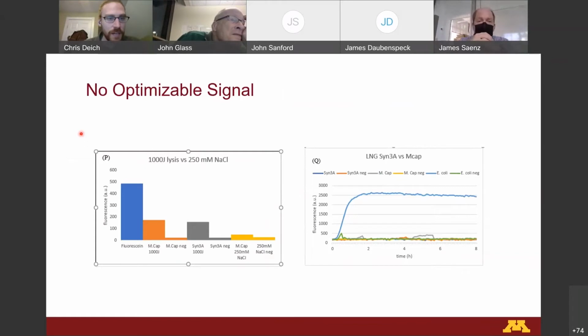This is specifically MCAP with the osmotic lysis versus some of the sonicated lysates. And this 200 fluorescence is pretty paltry and obviously much, much lower, and there's not much difference between positive and negative here for the osmotic lysis. Liquid nitrogen grinding, these methods were used on both Syn3A and MCAP as well as E. coli, but E. coli unfortunately was the only one to generate any appreciable signal. So basically showing that the principles of these protocols work for E. coli, but for some reason not for mycoplasma.